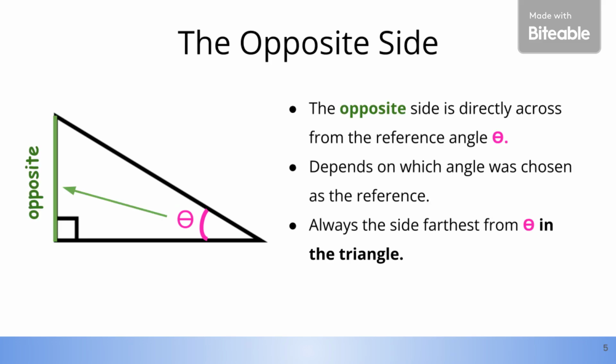Now let's talk about the opposite side. Based on the reference angle, theta, the opposite side is the side that is directly across from that angle. If you change the reference angle, the opposite side will also change because it depends entirely on that angle.